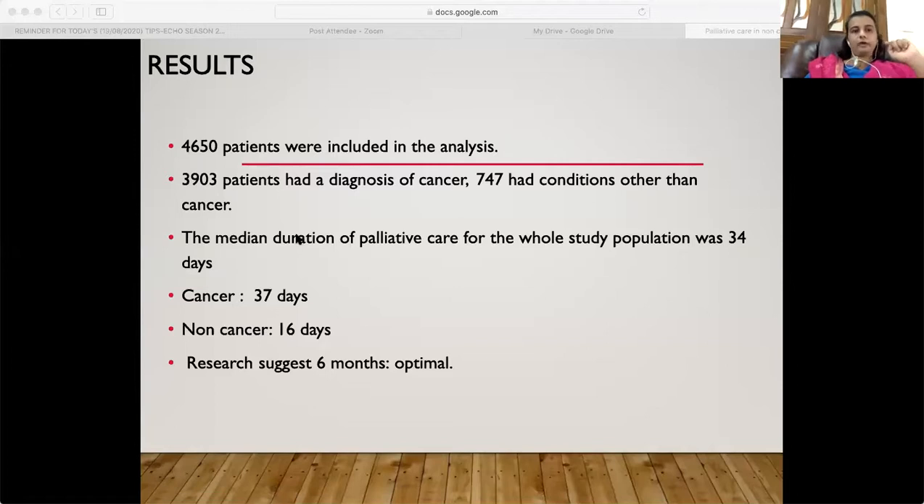What we found was that only 700 had a non-cancer diagnosis out of the whole 4,000 that came to palliative care. And the median duration of palliative care involvement before death was about 16 days. Ideally, for cancer, they say you have to be referred to palliative care at least 6 months before death. The UK is one of the countries where palliative care is most developed, and you can see that the data is still very poor, especially for non-cancer. They're not referred enough and they're not referred on time.